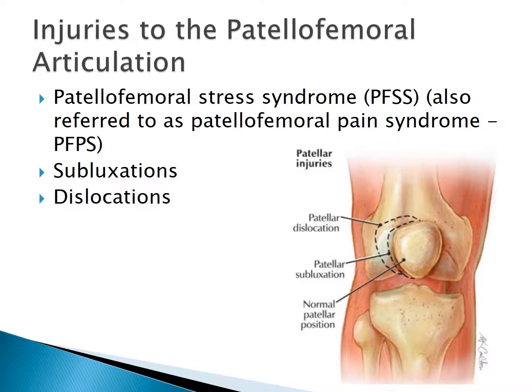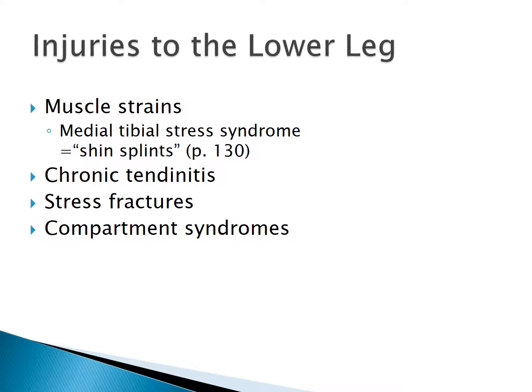Treatment of any of these injuries includes addressing acute inflammation, addressing muscular weakness, tightness of the static structures, and biomechanical insufficiencies. There are some specific injuries to the lower leg that the athletic trainer must be able to identify and properly refer. These include muscle strains, chronic tendinitis, stress fractures, and compartment syndromes. The nature of these injuries is often sport-specific.